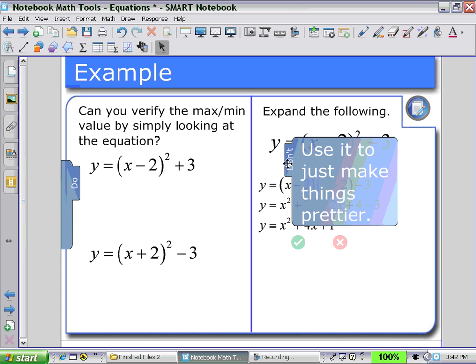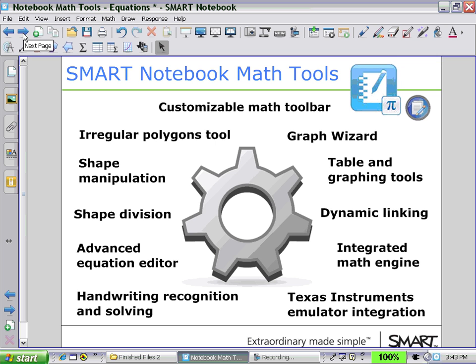Okay, so it has a value as far as learning goes, and possibly a value as far as aesthetics goes. So the decision has to be made whether it is useful for learning or not. In the next session, we will start to look at how to use the graphing tools and the table tools.